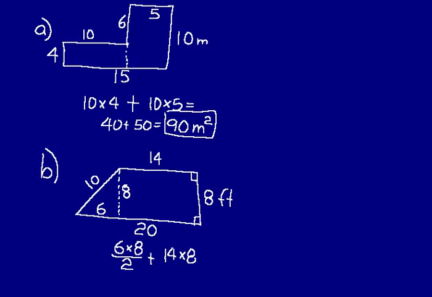Let's simplify our fraction. When we have 6 times 8 divided by 2, we can simplify by canceling here. 6 over 2 is 3, so we have 3 times 8. That equals 24. And then plus 14 times 8, which is 112. Add those two together, and we get 136. Our units are feet, so we are doing feet times feet every time we calculated an area, and so that's feet squared are the units. 136 feet squared.